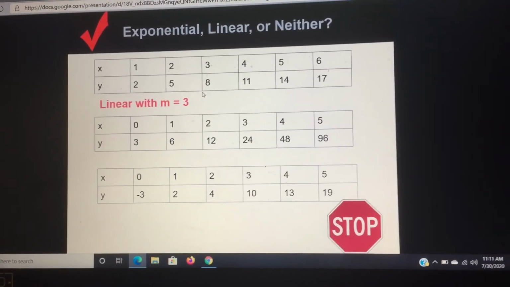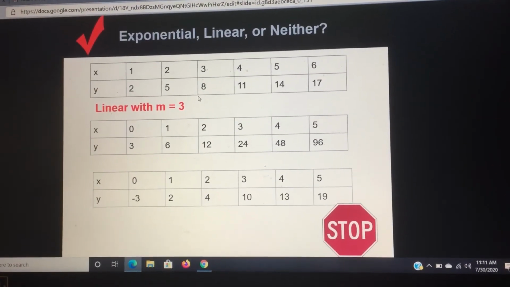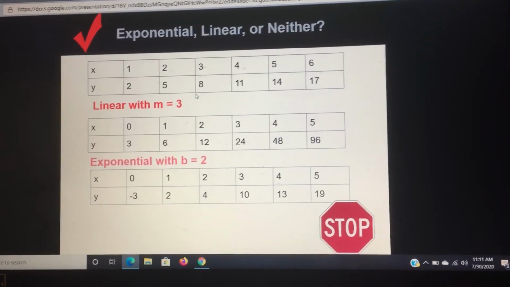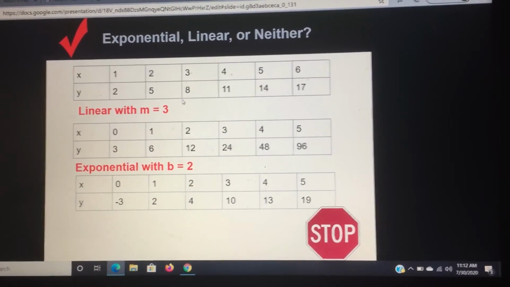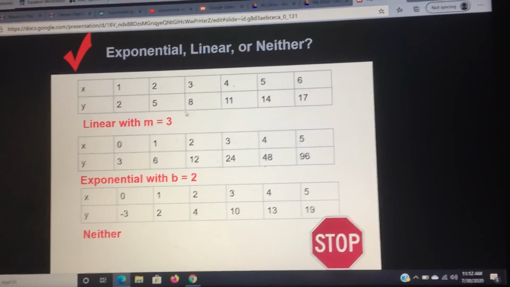Okay, and so the first one is linear. Good job. What do you guys get for the second one? Exponential. Great job. How about the third one? Yep, that one is neither. Great job.